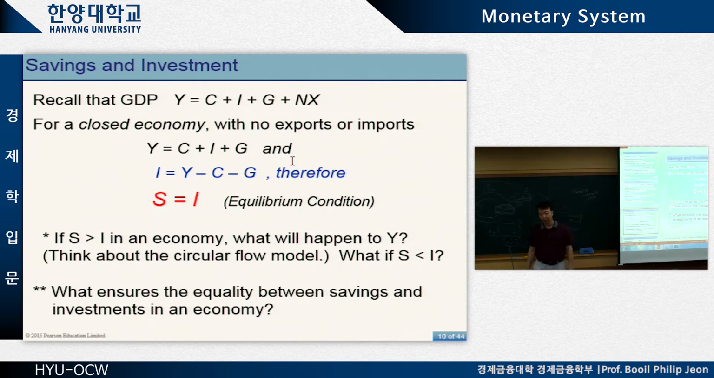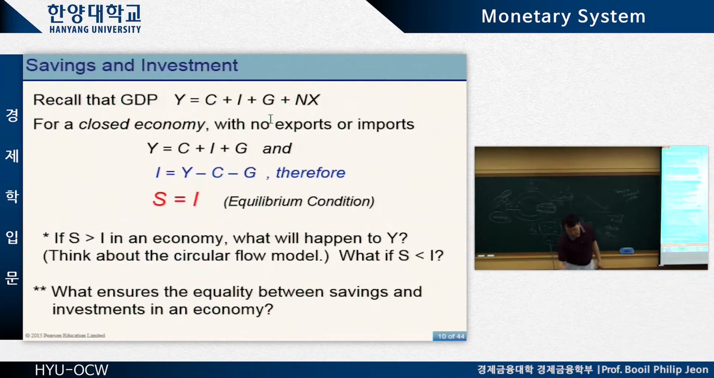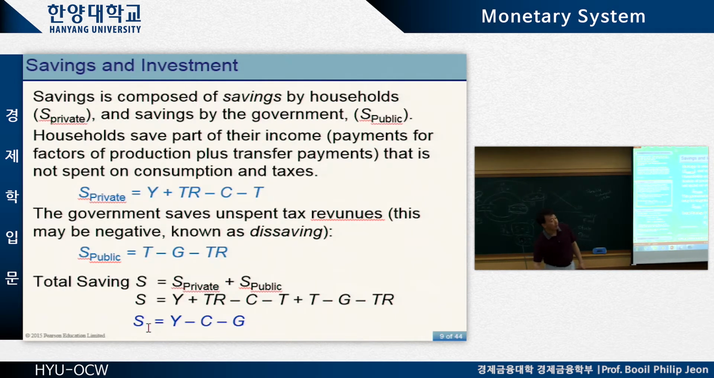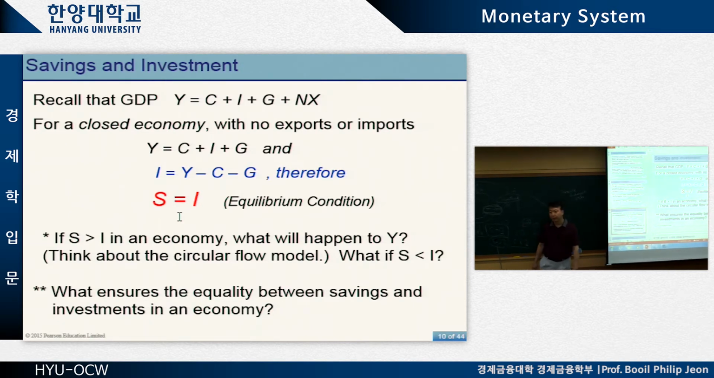It looks quite familiar, right? Because we just saw that in the previous slide, right? In the previous slide, we found S, total saving in the economy, will be Y minus C minus G, right? Which is equal to I, right? So in the economy, essentially, saving should be equal to investment, and that's the equilibrium condition, right? If saving is equal to investment, then the economy will be in equilibrium, right?